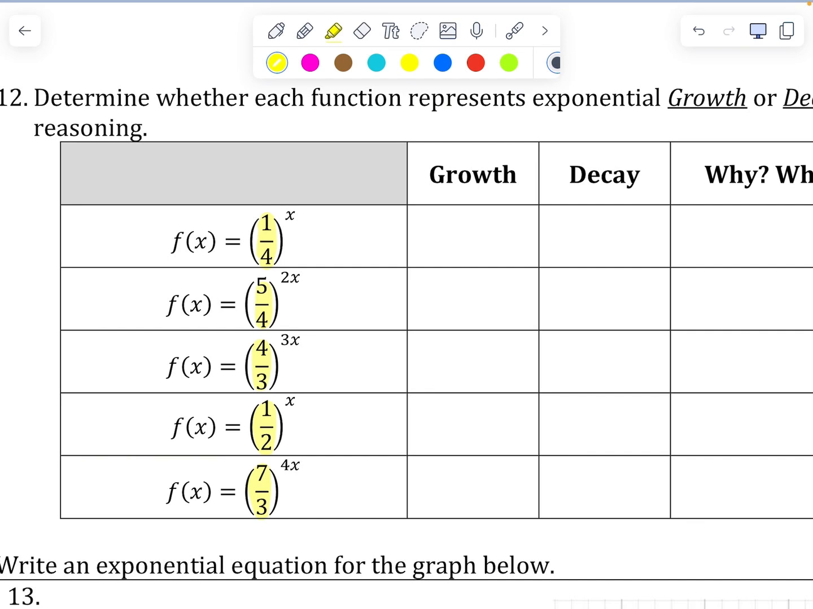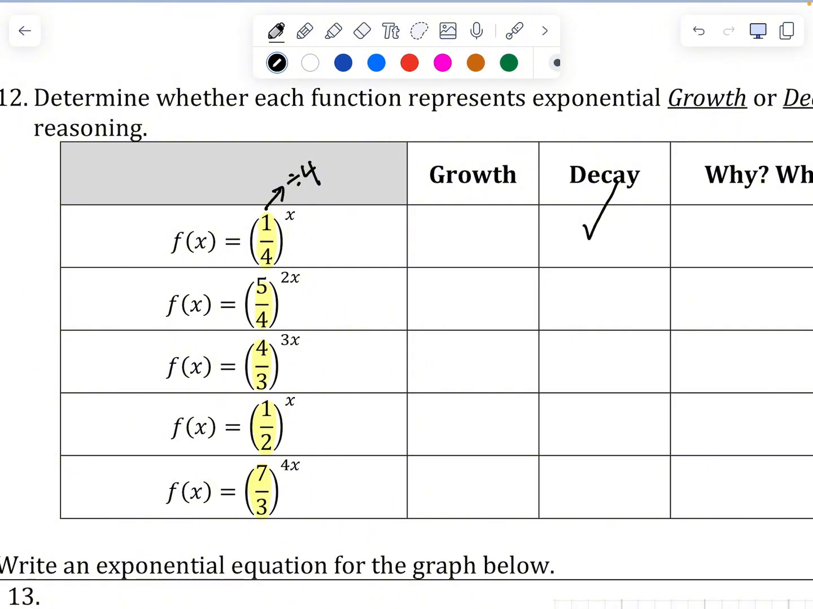So let's take a look. 1/4. Plug it in your calculator. That's 0.25. You're constantly multiplying by 1/4. Are you growing or decaying? If you're constantly multiplying by 1/4, this is the same thing as divide by 4. Simon. Decay, probably. Yes. The reason is, guys, times 1/4 is the same thing as dividing by 4.